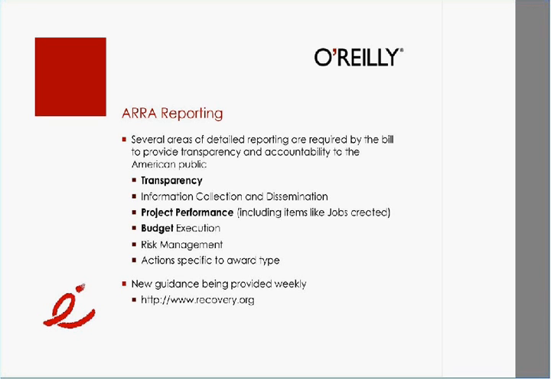And if you're wondering, transparent to who? Well, transparent to the ones who gave me the money, the federal government, and to the ones who's pretty much paying for all these things, which is the taxpayer. And how do you provide this transparency? Technology plays a critical role. So what are some of the areas of transparency or detailed reporting that are required by ARRA? Here are some of the areas. Several areas of detailed reporting are required by the bill to provide transparency and accountability to the American public.